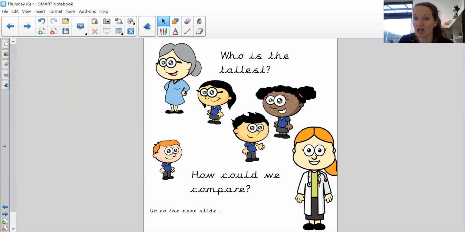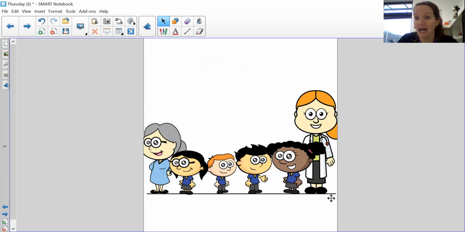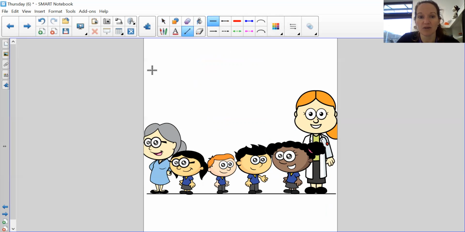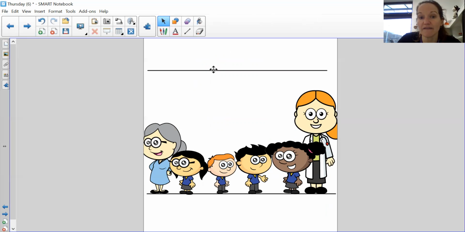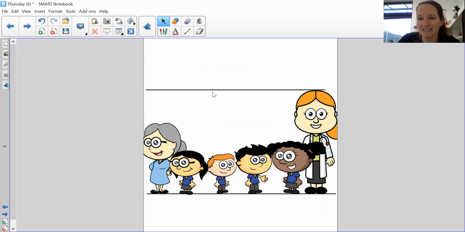So we need to compare them. Do you remember, how do we compare items? That's right, we need to start them all at the same spot. Because if I look, I might think, oh, she's the tallest because she's at the top, but they're not all starting at the same spot, are they? So if we put them in a line, and then I'm going to draw my line, and remember, we're looking at the tallest. So when I hit the first person, you shout me to stop. Okay, ready? Oh, well done. Yeah, so she is the tallest.